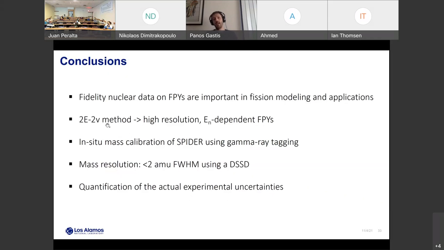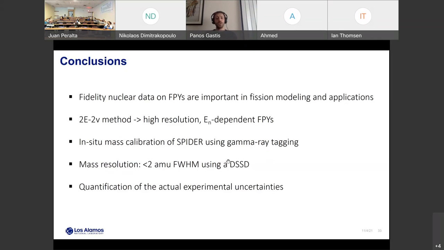we are using the 2E2V method. And in this direction, we have successfully developed and implemented a gamma ray tagging system in SPIDER that allows, for the first time, an in-situ mass calibration of the instrument, which is very important in producing the reliable data that we want.